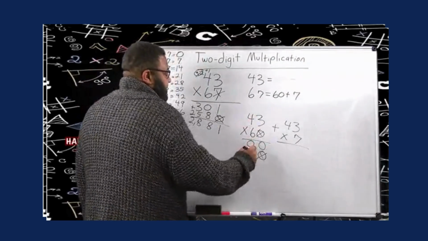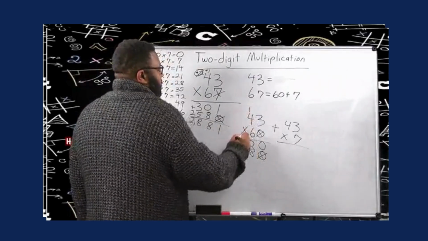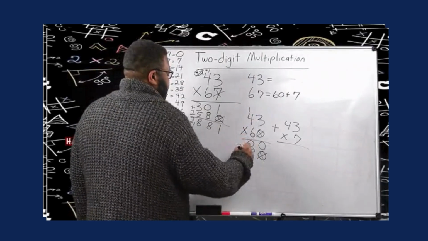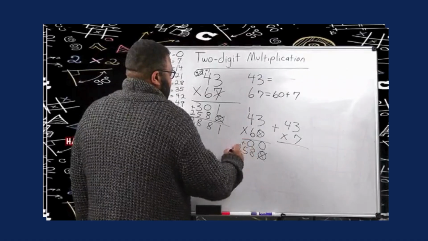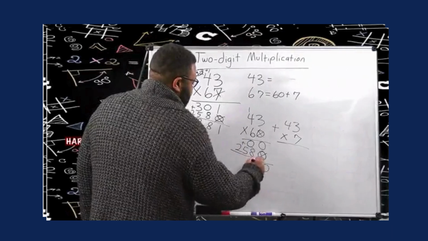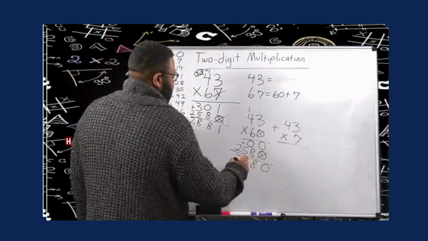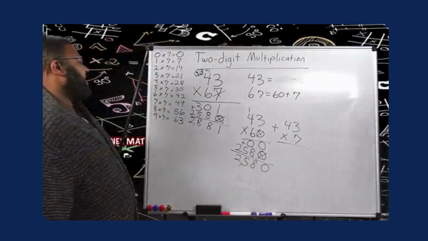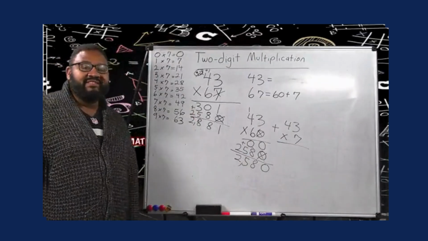6 times 3 is 18. Carry my 1, 24, 25. Does that look familiar? 0, 8, 2, 5. 2,580. That's what we have in our second section.